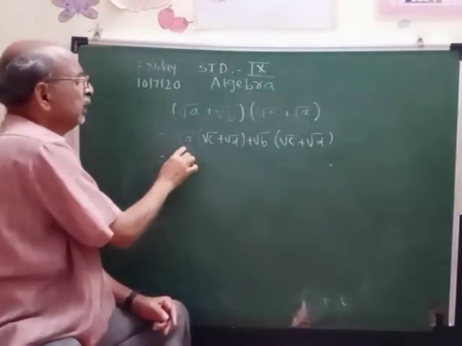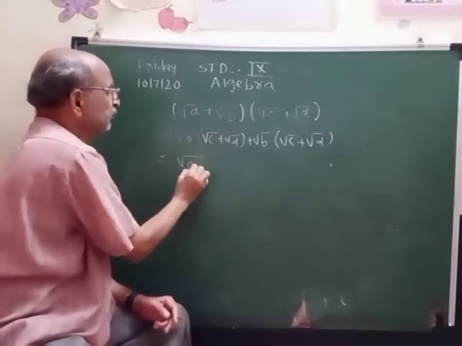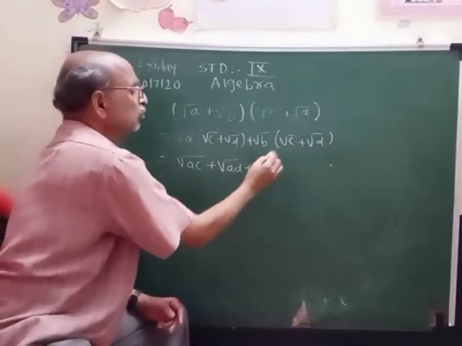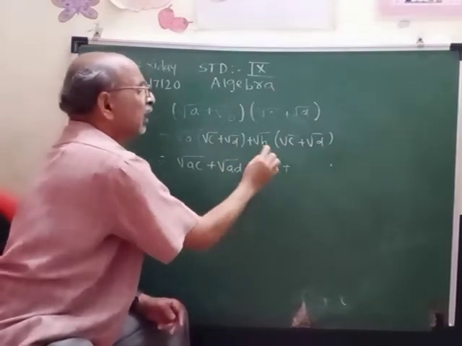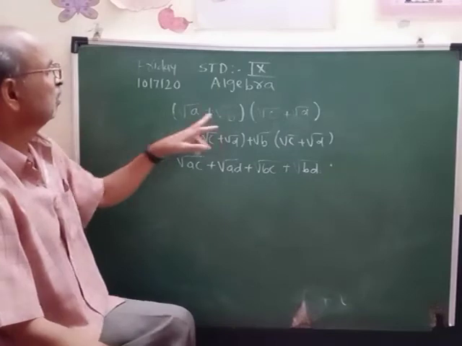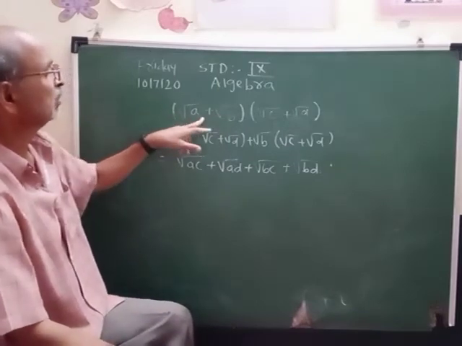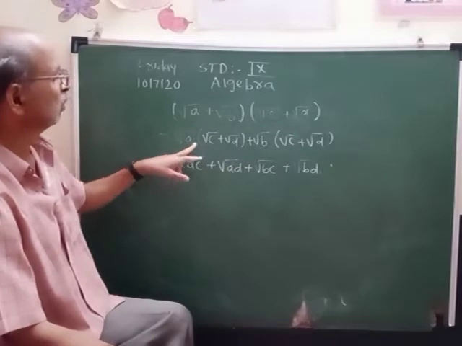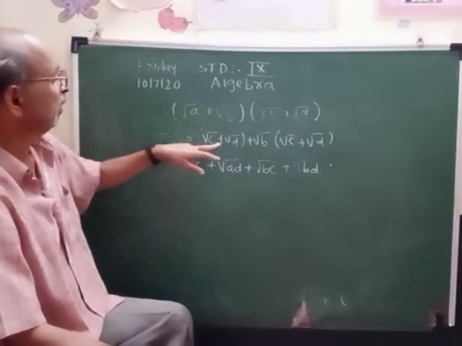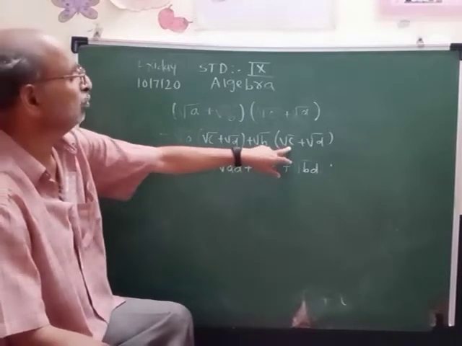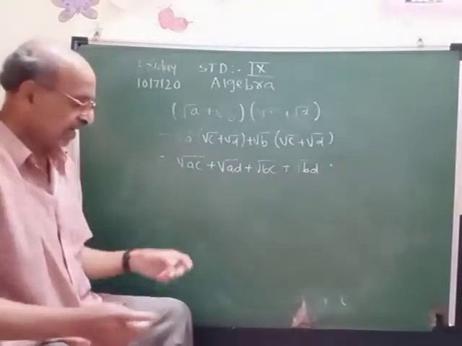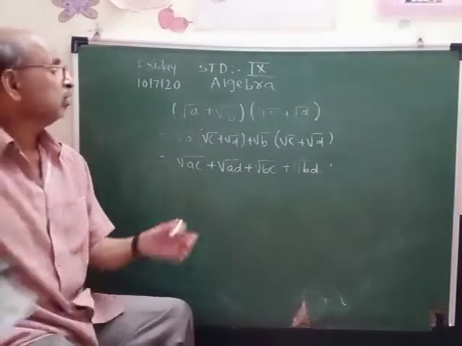So here A into C, that is root AC, plus root A into D, that is root AD, plus root B into C, that is root BC, and root B into D, that is root BD. In this way we can solve this identity by multiplying each term in one bracket to each term in the other bracket. So this is one identity which we can use for solving the examples.